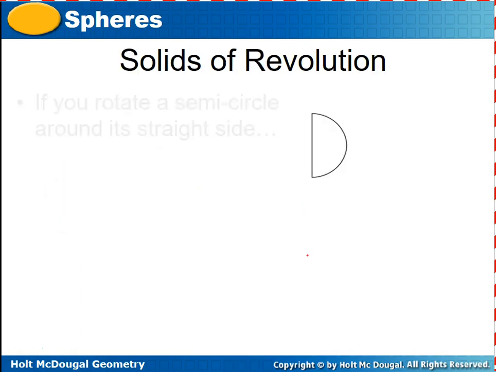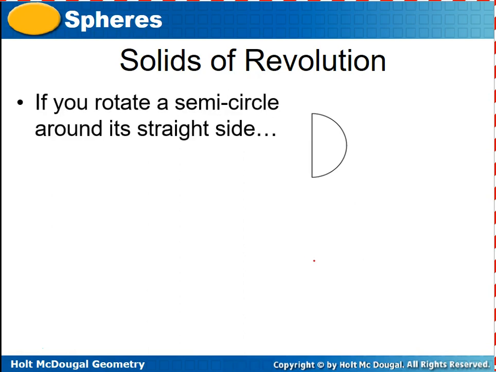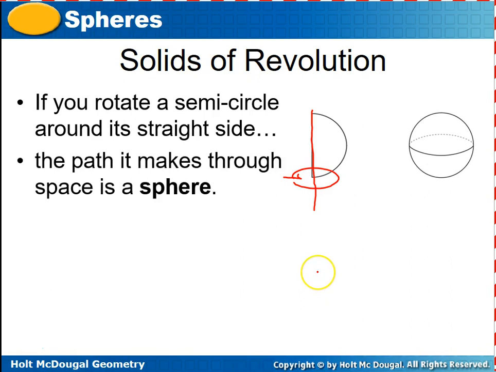Now down here on the bottom it says if you rotated a semicircle around its straight side. So in other words, if we took this and we rotated it 360 degrees, what shape would it create? If we rotated it 360 degrees, we would get a sphere.